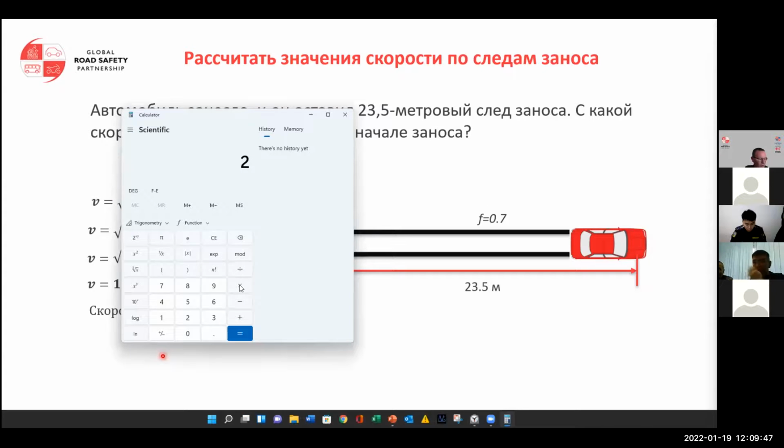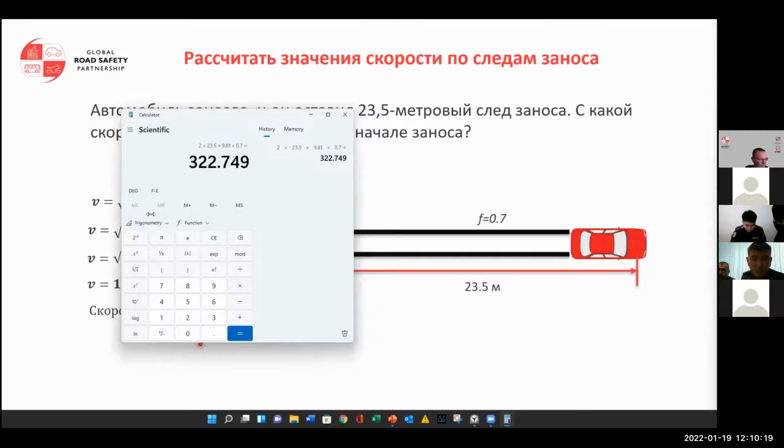2 times our skid length, 23.5, times gravity, always 9.81, times our drag factor, 0.7, equals 322.749, or 322.75 when rounded. We have to take the square root to get our velocity.